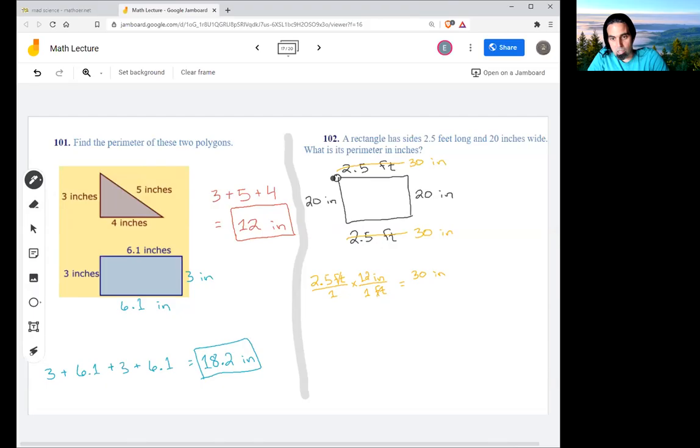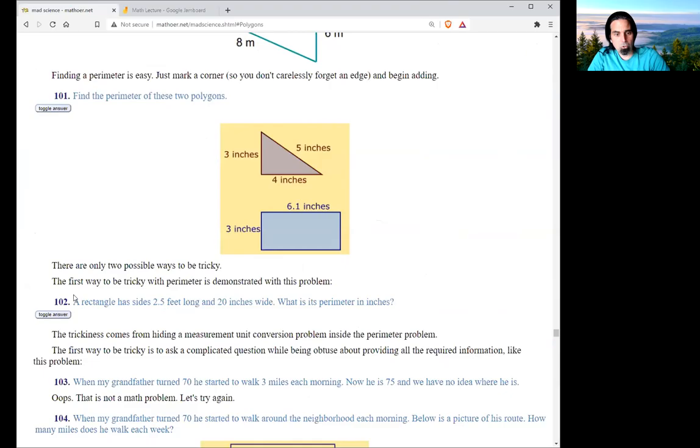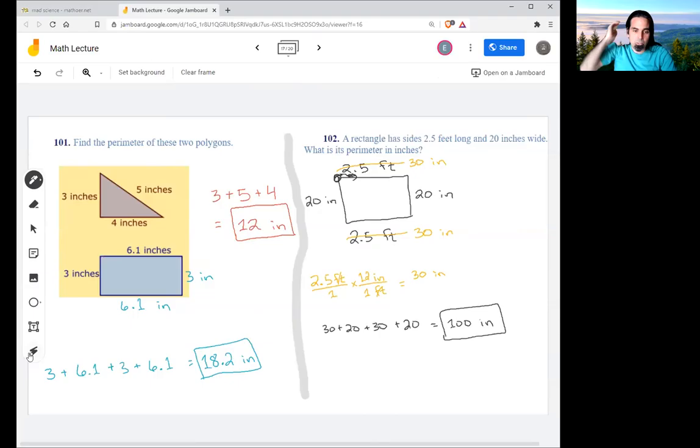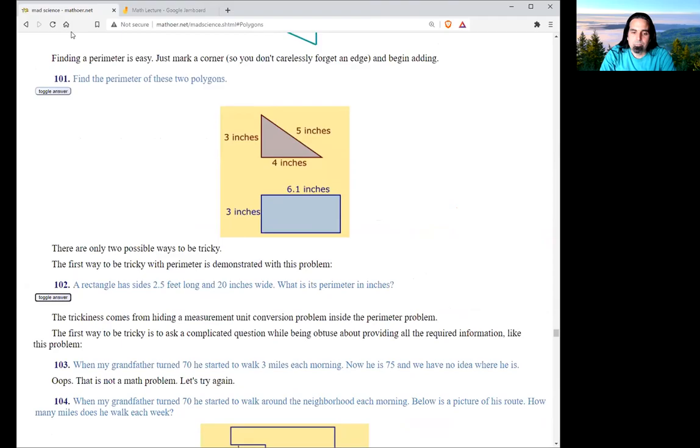Then I can add it up. Maybe start here and go that way. So 30 plus 20 plus another 30 plus another 20 is 100 inches. And I am curious, in my lecture notes, did I draw a picture? No, I did not. Okay. But except for that, when someone is really mean and gives you two different measurement units, then perimeter problems are easy. You're just adding up the numbers.